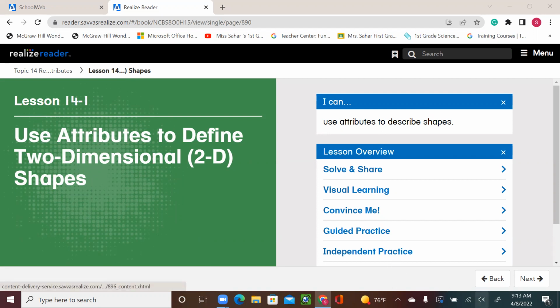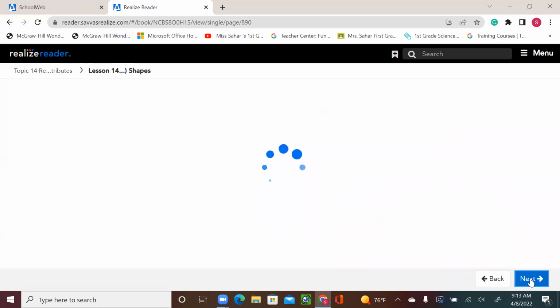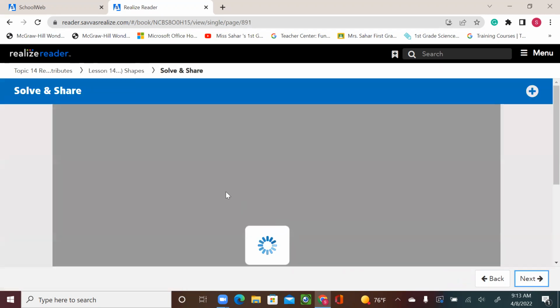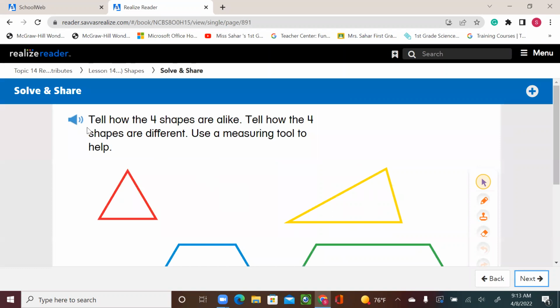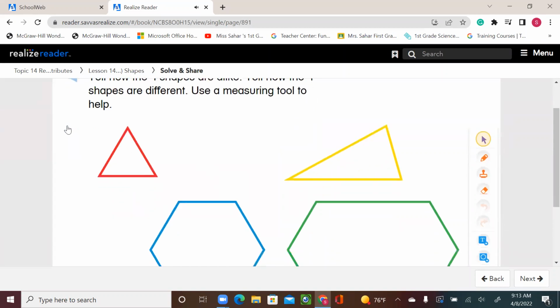So let's start. Please open your book, page 557. Tell how the four shapes are alike. Tell how the four shapes are different. Use a measuring tool to help. So we're going to listen to our video and come back here.